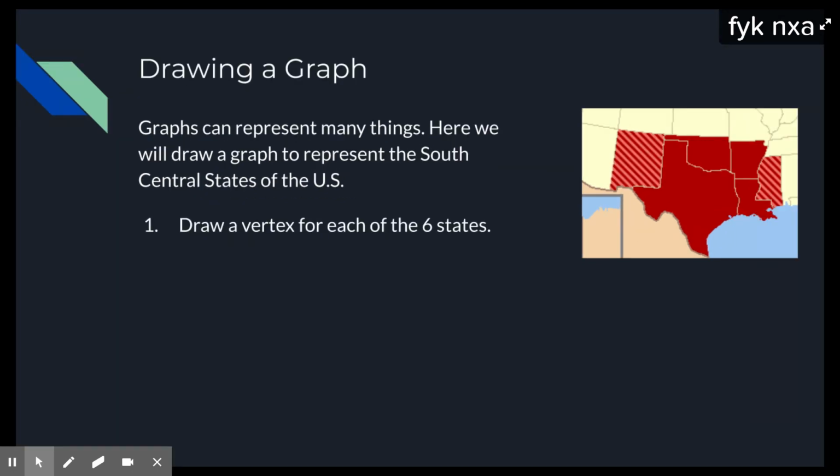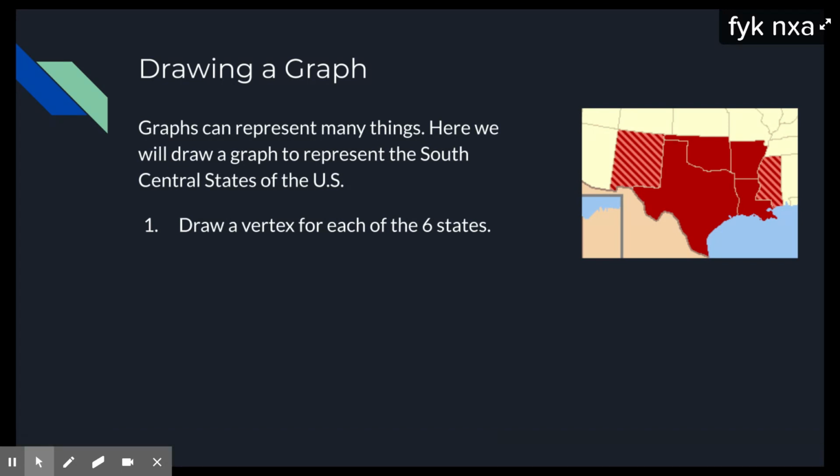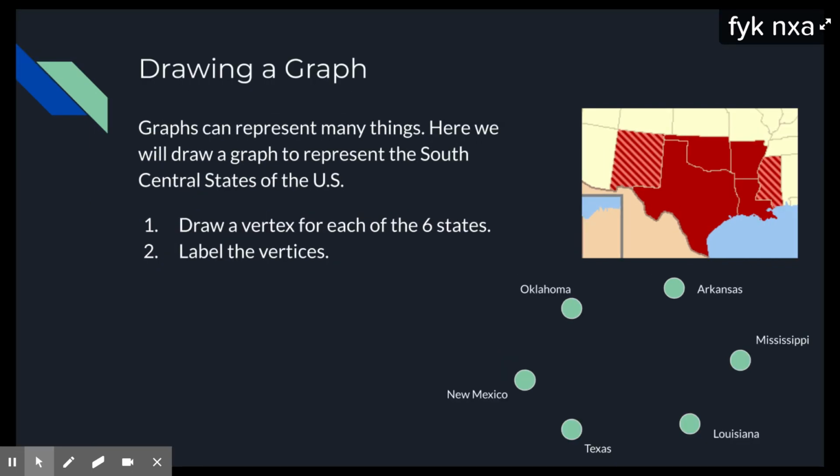And the first step in creating a graph from something like a map is to draw a vertex for each point of interest. In this case, they're the states. So I'm going to draw a vertex for each of the 6 states. There's 6 highlighted states there. And I'll just spread them out. It doesn't matter where you put them when you're drawing them. If we were in class, we would be doing this on paper. Obviously, this is a little different. Next step would just be to label them. That way we can keep our affairs in order in terms of making sure that we connect the right places to the right vertex. So I labeled each vertex with a state.